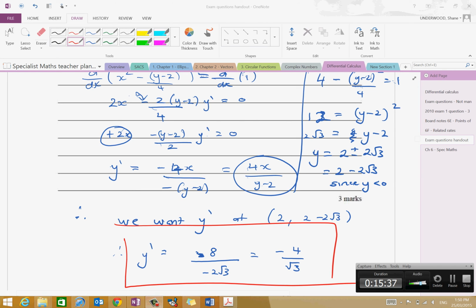Probably went longer than I wanted, and I hope that you've got enough from that to do these questions in the future. There's probably 10% on most of your exams. Exam 1 is on this stuff, so it is very important, and I guarantee you it's going to be on your SAC. So make sure you revise it.